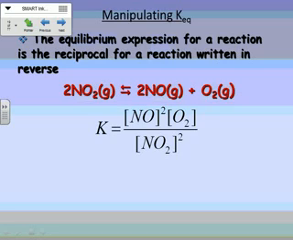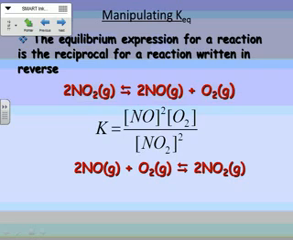Okay, what are we doing here? Let's see. The equilibrium expression for a reaction is the reciprocal for a reaction written in reverse. Okay, which kind of makes sense. If you write the reaction in reverse, then obviously you get the reciprocal of that.